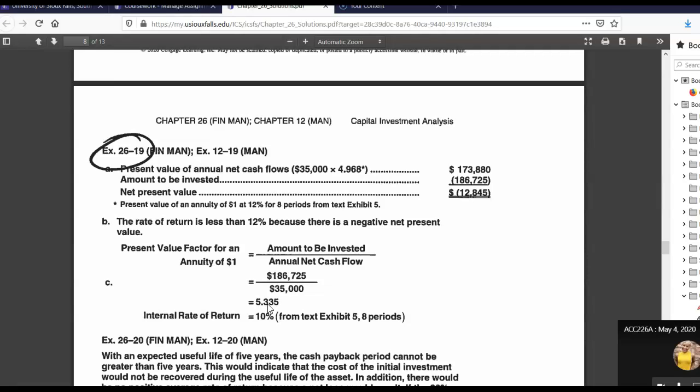as the test is concerned, these exercises, it's always going to match up just perfectly, which is not realistic, but that's how it works for this class. We're going to get to the 5.335 factor. You look up, go to the arrow up, and you'll see that matches to 10%. So what it's telling us is this investment doesn't do 12%, we knew that, but it's 10%. So it calculates an internal rate of return of 10%.